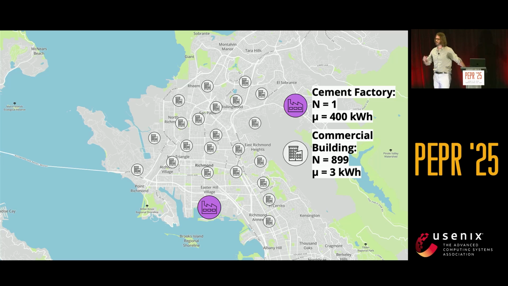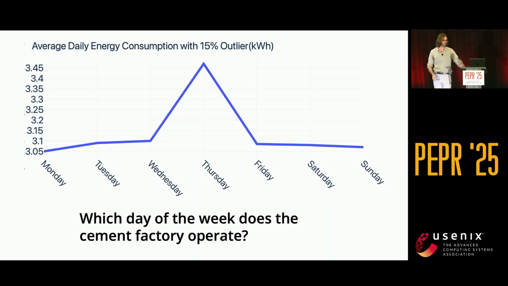You've got a bunch of commercial buildings in this geographic area which use a small amount of energy, and one big cement factory which uses a lot of energy. The question you want to know is how much average energy is used each day of the week, which you present in a figure like this.